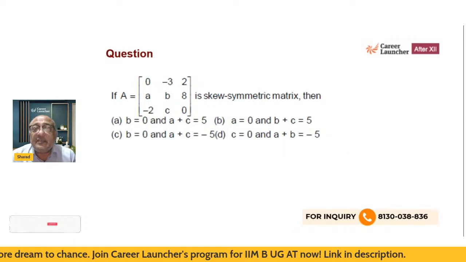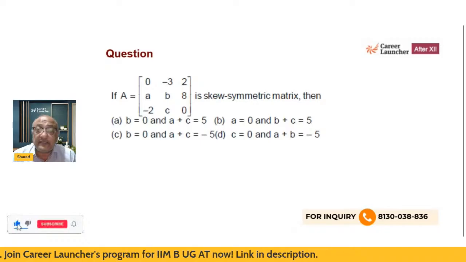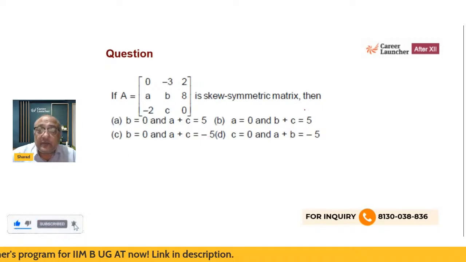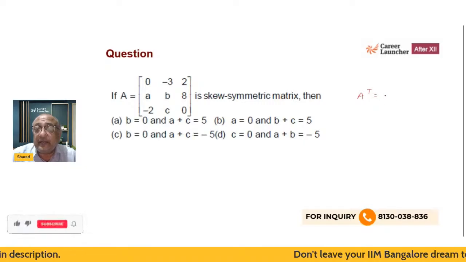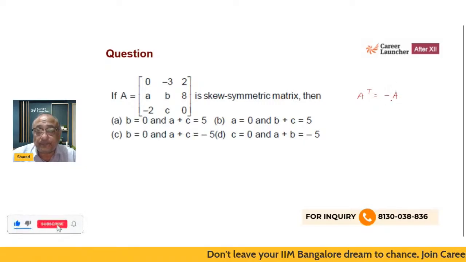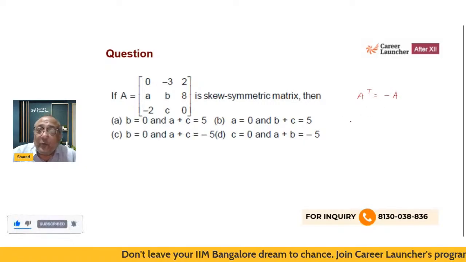Now let's take another question. It is about skew symmetric matrix. What is a skew symmetric matrix? A skew symmetric matrix is simple. A transpose is not A, but it is what? Minus A.